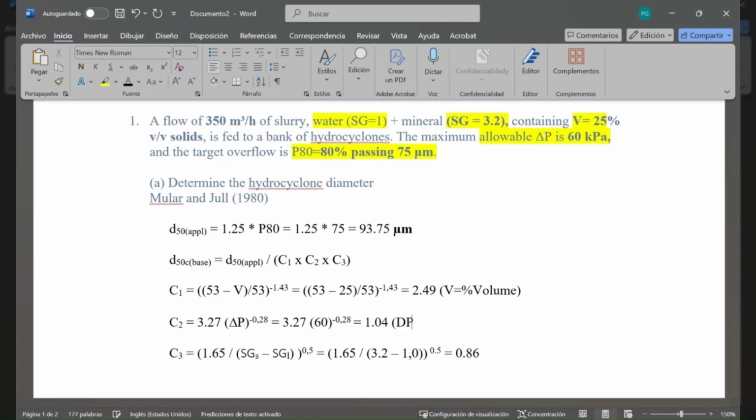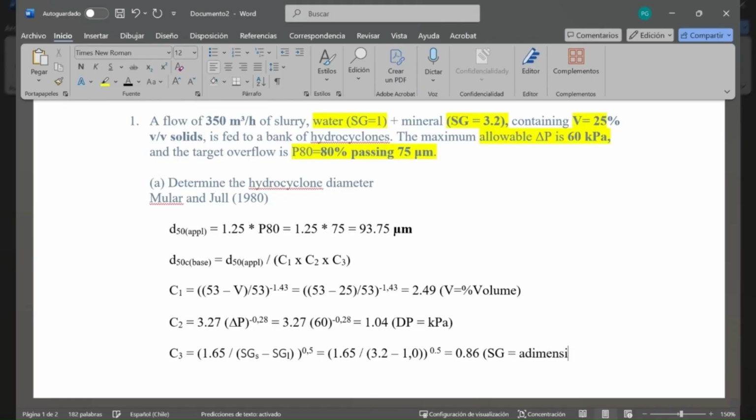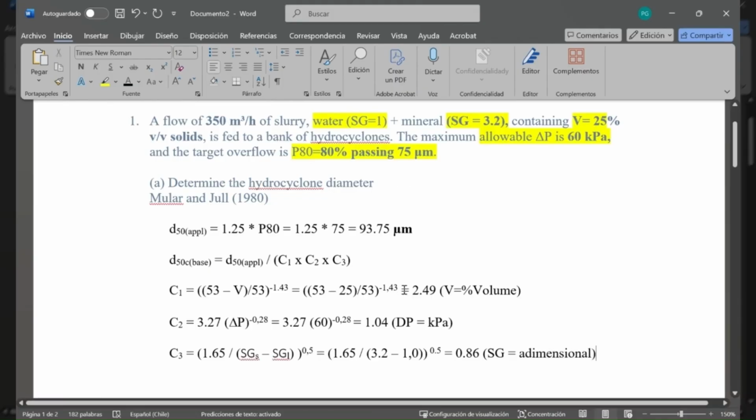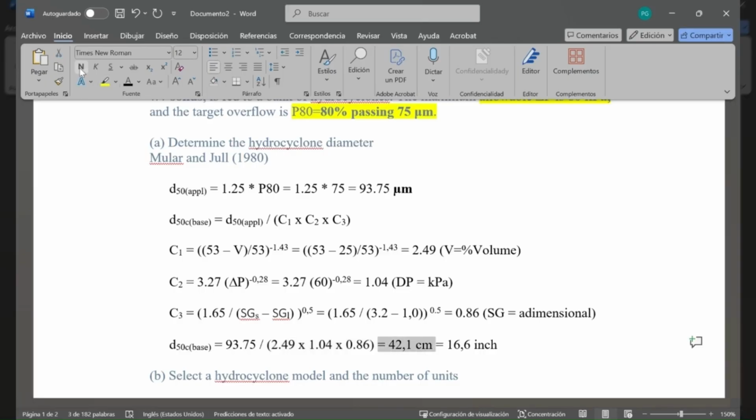Here, the delta P is going to go in kilopascal units, and the SG values are dimensionless. Okay, so now with all of this, we can uncover our final formula, which says that the cut size of the hydrocyclone is going to be 93.75 divided by C1, C2, and C3, and this value is going to come out in centimeters.